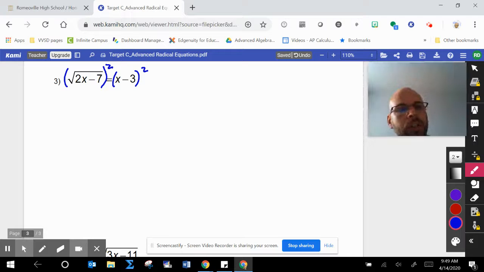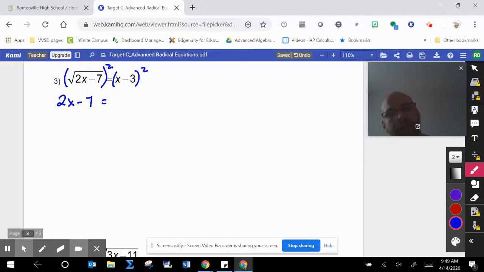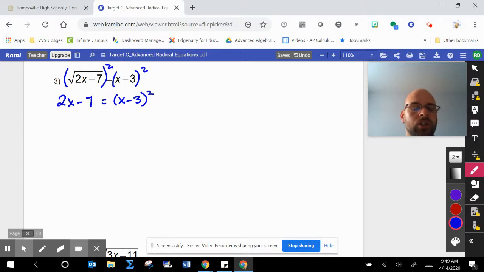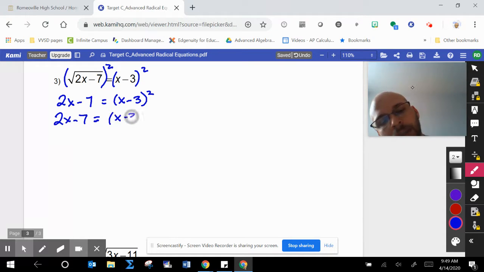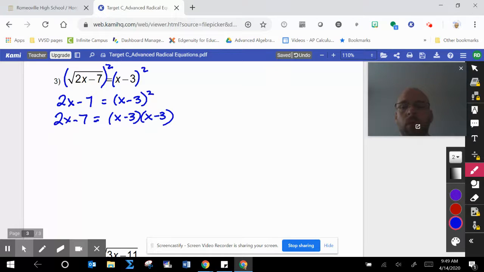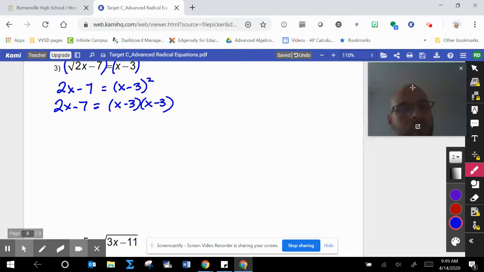Okay. Now, when we square both sides, the left-hand side just becomes a 2x minus 7, while the right-hand side is an x minus 3 squared. So you can't just square each term. And I don't know if you remember, it's been a little while since we've done this, but if you square a binomial, okay, I'm going to get an x minus 3 and an x minus 3. It just means that I have two of the same thing multiplied by itself. And you need to distribute that out.